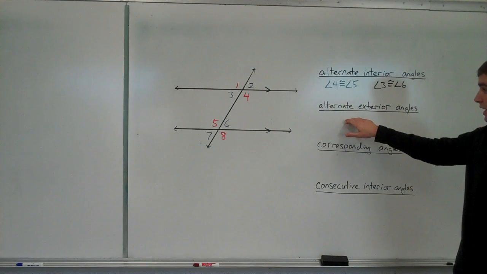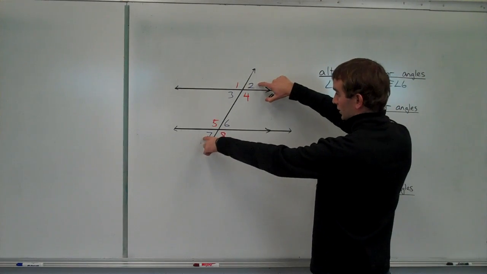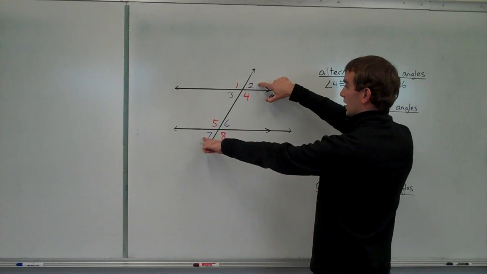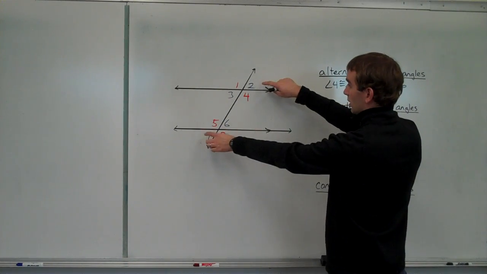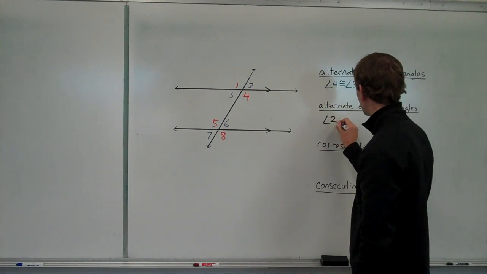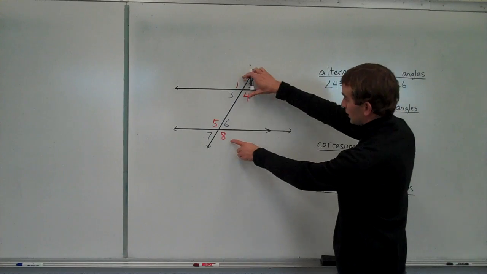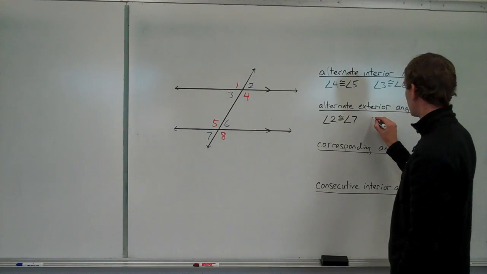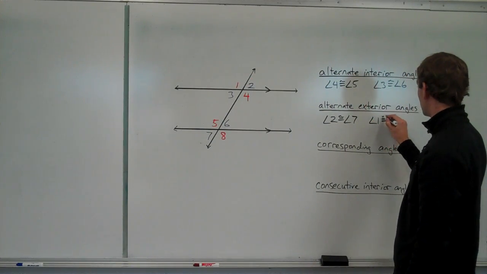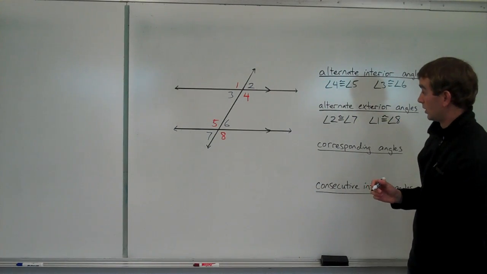The next one, alternate exterior angles, are again on alternate sides of the transversal, but now they're on the exterior of our parallel lines. So for example, angle 2 and angle 7, and those are also going to be congruent to each other. Same with 1 and 8, those are alternate exteriors, and they have to be congruent to each other.